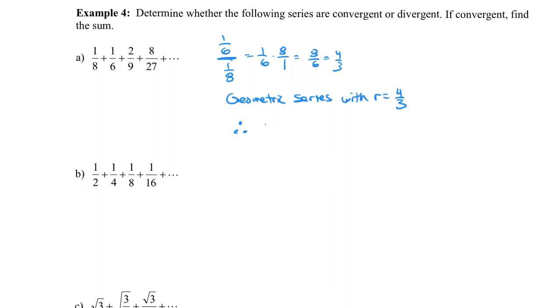Therefore, the series diverges. Remember, this little symbol here just means therefore. I know it diverges because r equals 4/3, which means the absolute value of r is greater than 1. When the absolute value of r is greater than or equal to 1, we know the series diverges.